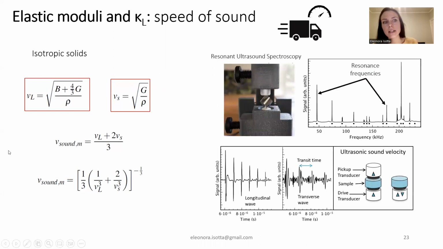So to get the speed of sound, one way to go is first of all to do a resonant ultrasound spectroscopy measurement, get the elastic moduli, and then with the formulas get the speed of sound. Another way to go is measuring the speed of sound directly, for example, with methods like pulse echo or ultrasonic sound velocity methods.